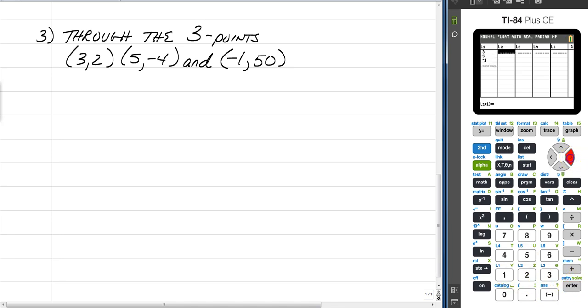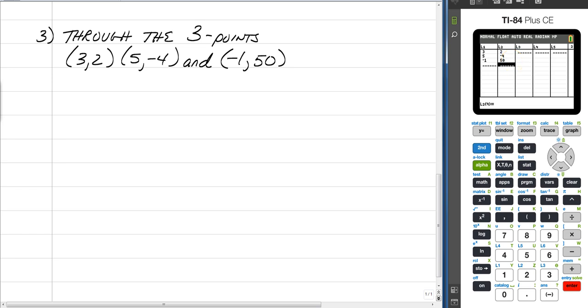And then we're going to press to the right, and we're going to go into L2. Now you must make sure you type the corresponding Y with its X. So 3, 2, and then you click enter. We have 5, -4, enter, and -1, 50, enter. So now you have everything typed in. So we have 3, 2, 5, -4, -1, 50.